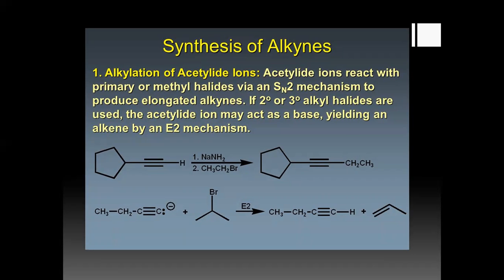First, alkylation of acetylide ions. When we do the alkylation of acetylide ions in the presence of methyl halides, it will convert into an alkyne through the E2 mechanism or through the SN2 mechanism. It will produce elongated alkynes with the elimination of alkene.